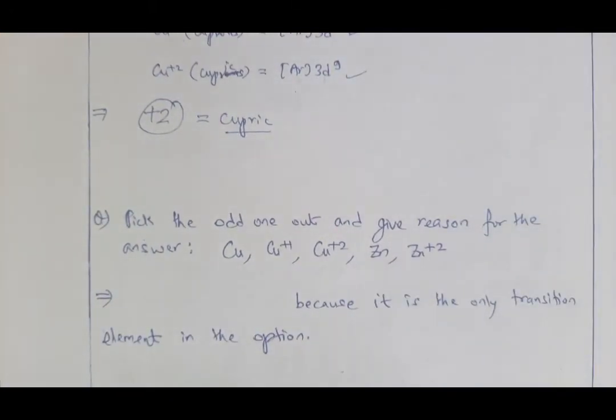Pick the odd one out and give a reason for your answer. These are the four options given. Now many will do a very simple calculation here. Copper +2, zinc +2, zinc no charge, copper no charge. So +1 seems to be odd here because there is no zinc +1. So many will take this as the answer, but it is wrong. So what you have to do is the configuration again.